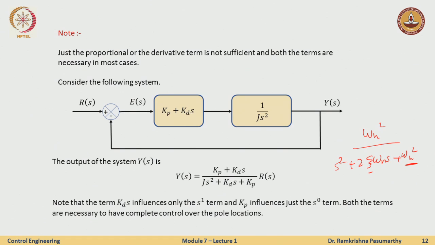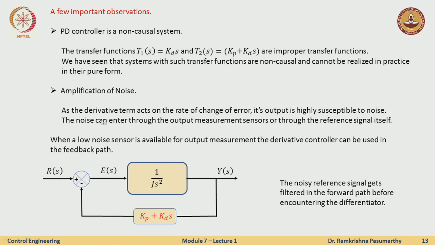When I am looking at a derivative component here and say I have very high frequency noise, the effect of the derivative could be very bad in terms of the amplification of the noise, right. So, the derivative term acts on the rate of the error, and therefore its output is highly susceptible to noise if it is changing at a high frequency, and these noises can come either through the measurement sensors or through the reference signal itself.